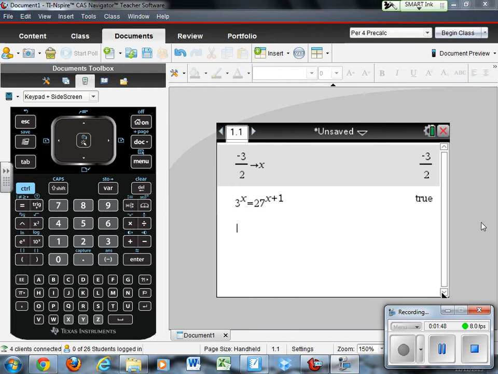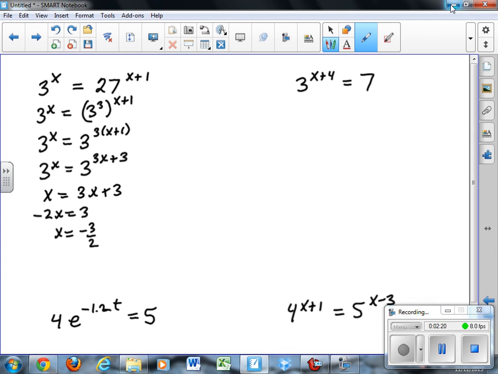I wanted to show you a way to check this on the calculator that you might not have thought of. One way to do this is I can store negative 3 halves for x on the calculator, and then I can just type in my original equation. And you do want to use your original equation in case you've made mistakes on any subsequent steps. I type in 3 to the x equals, and my equal sign is under the control here, 27 to the x plus 1, and it picks up those values for x that I just stored, and it says true. In other words, that's a true statement. If I use that value for x, this side equals that side. So that's a really good way to check.